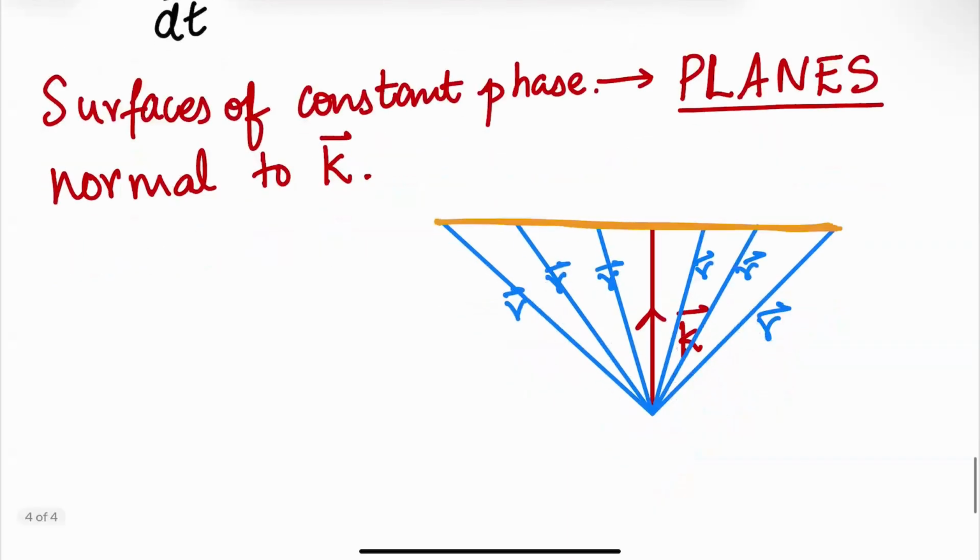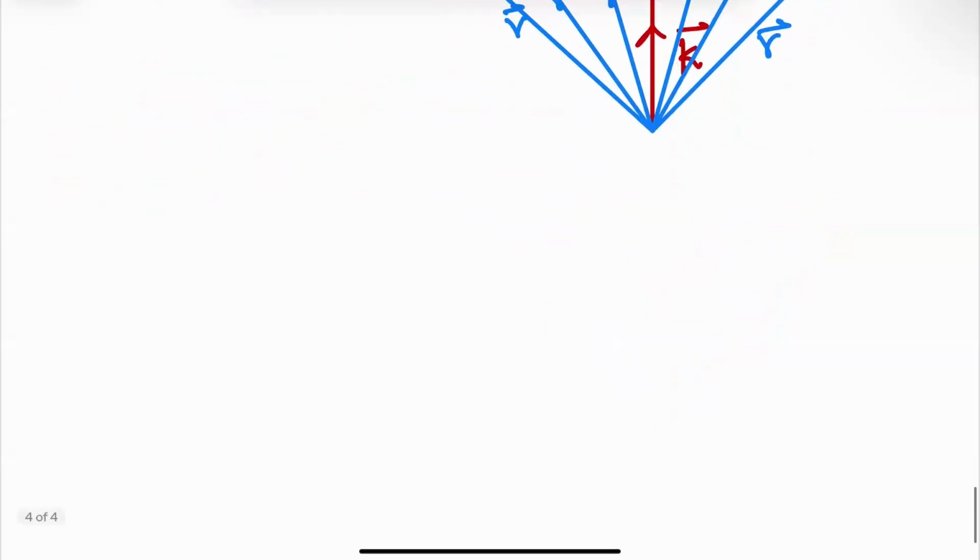Okay. If you actually plot it, we'll do an example next. So let's take some examples and try to understand what this plane wave is, what k is, a little bit better.